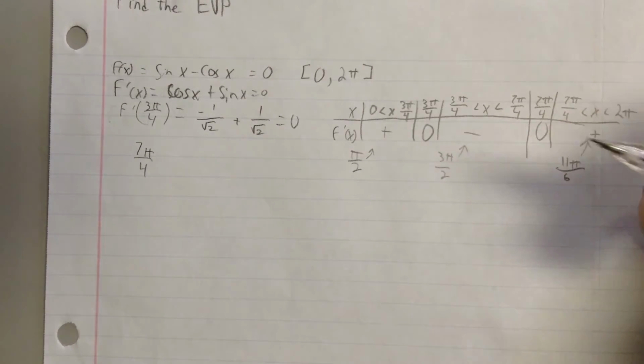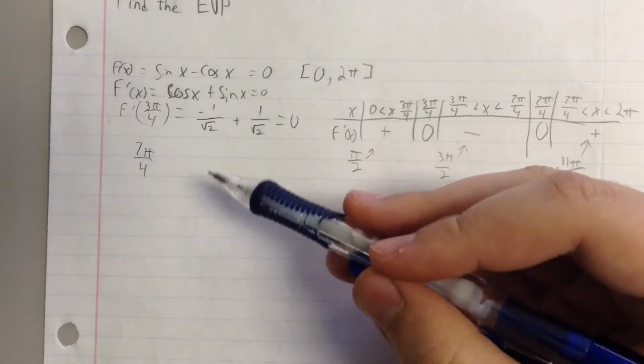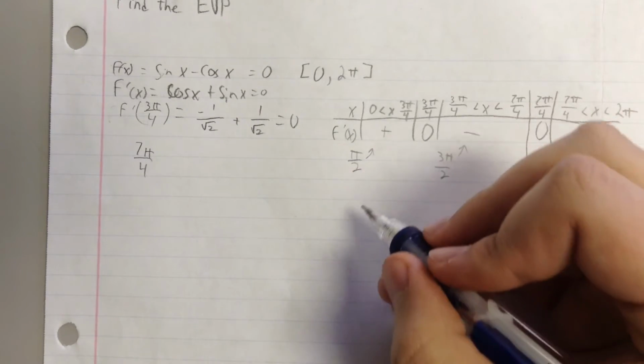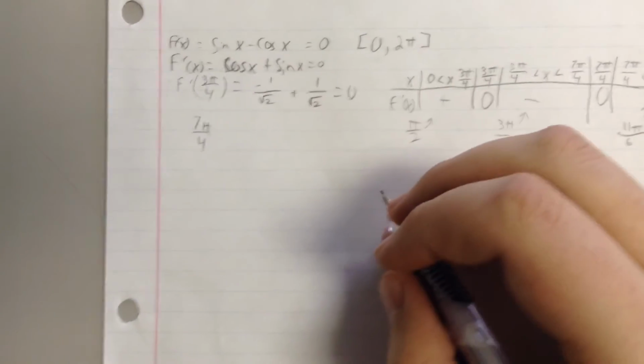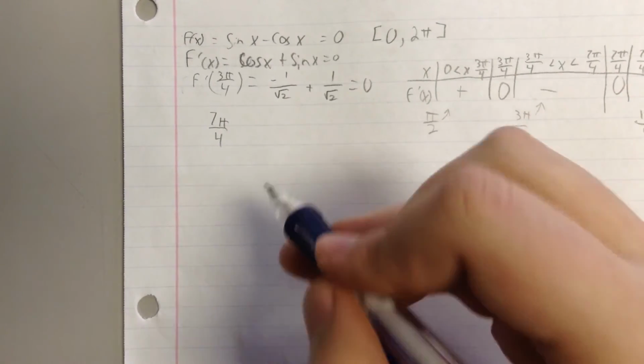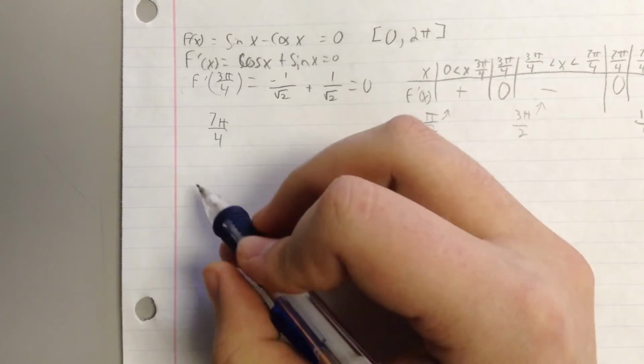Now, this will give us the critical numbers. If it just asks for the critical numbers, you can just box 3 pi over 4 and 7 pi over 4. But since it's an EVP, we have to find the other point. We'll find the y-coordinate. So we plug those back into the original equation.